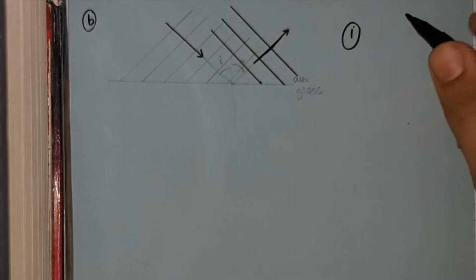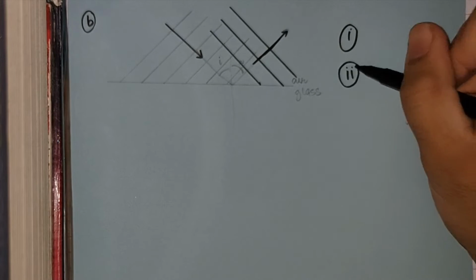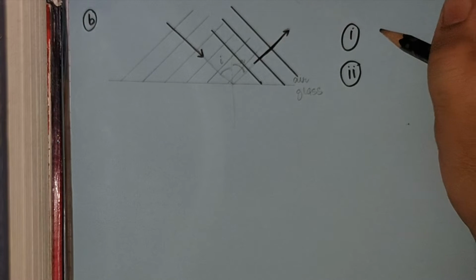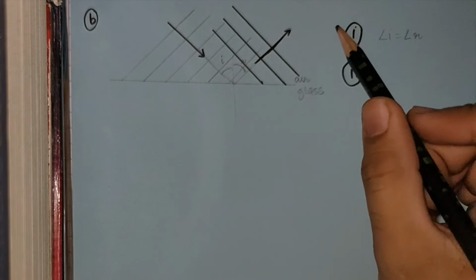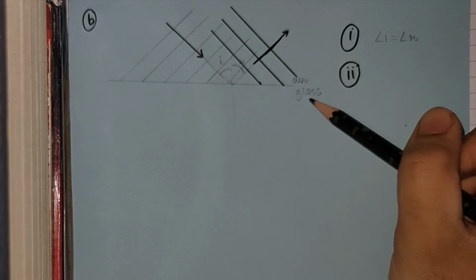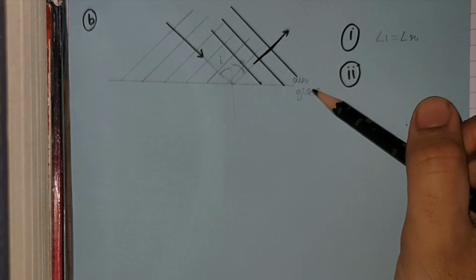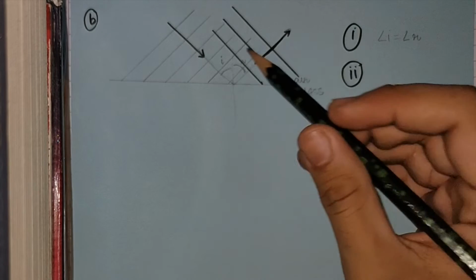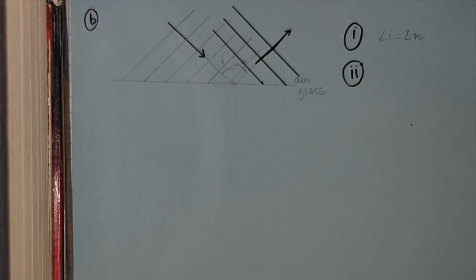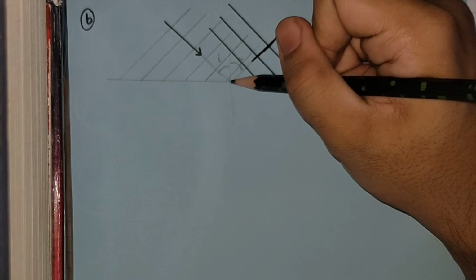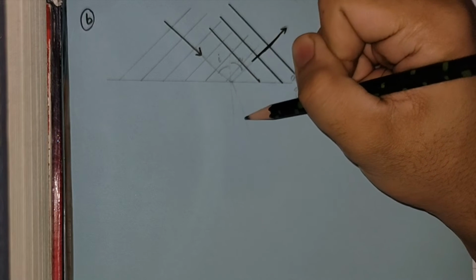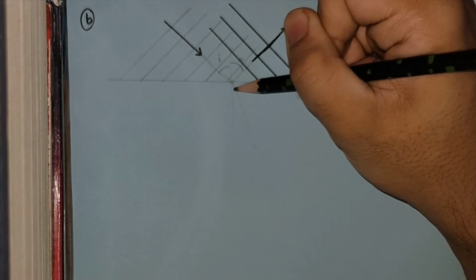Moving on to part 2, this time we have to draw the refracted waves. I'll just write over here the thing to note, which is that angle I is equal to angle R always. Now let's think about the refracted wave. So we know that from air to glass, the density is higher. As the density is higher, the speed of this wave will be lower. As the speed will be lower, the wave will try to bend towards the normal. So over here, the wave should follow a path something like this.